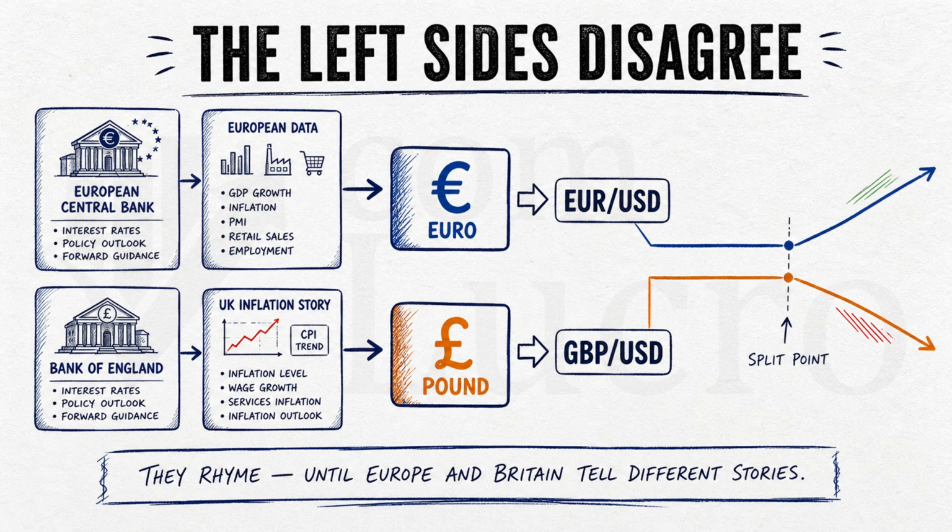But it's never a perfect copy, and that's the interesting part. The left sides are different. The euro has the European Central Bank and German data behind it. The pound has the Bank of England and its own inflation story. So those 2 charts rhyme most of the time, and then separate the moment Europe and Britain start telling different stories about their own money.